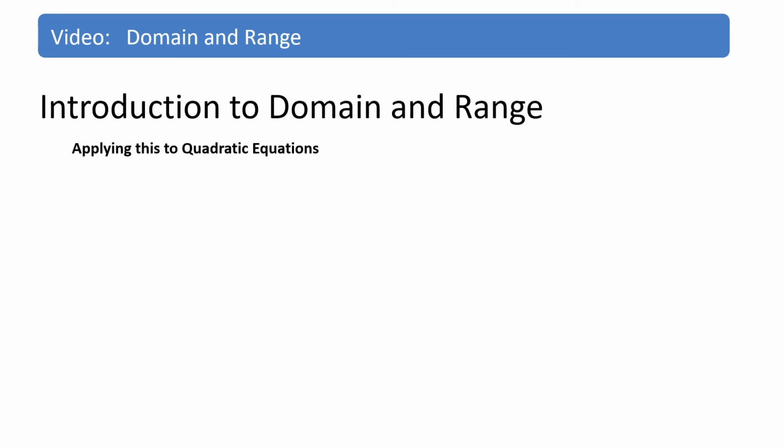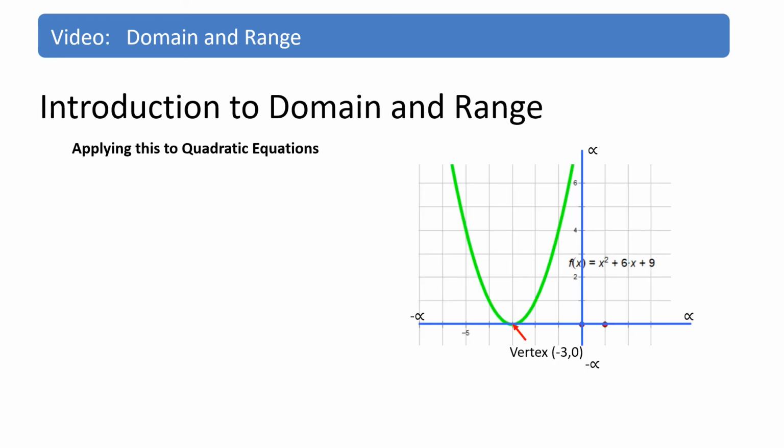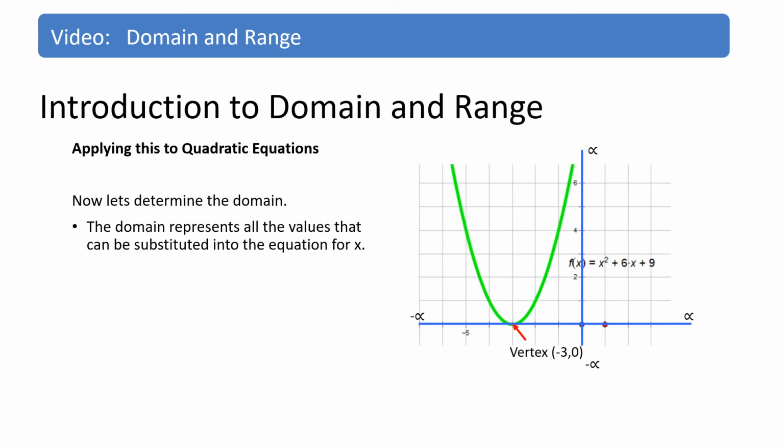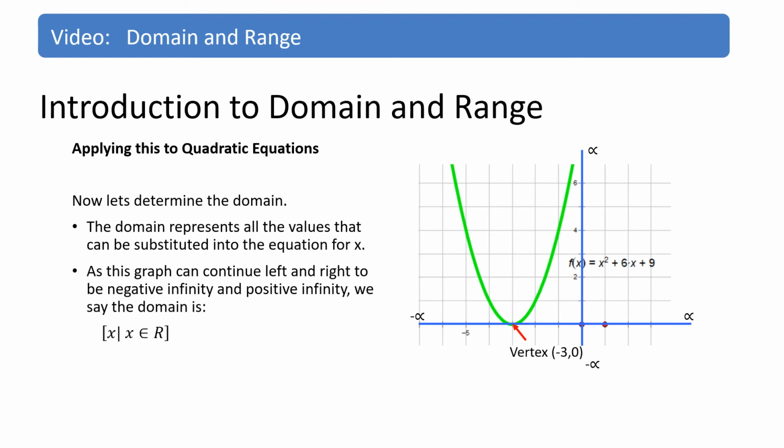Now, let's apply this to quadratic equations. Let's determine the domain. The domain represents all the values that can be substituted into the equation for x. As this graph continues left and right, this would be negative infinity to the left and positive infinity to the right. We say the domain is the set of x such that x is an element of the real numbers, written as {x | x ∈ R}, read as the set of x such that x is an element of the real numbers.